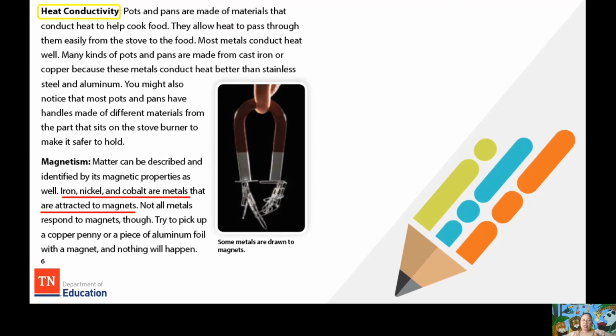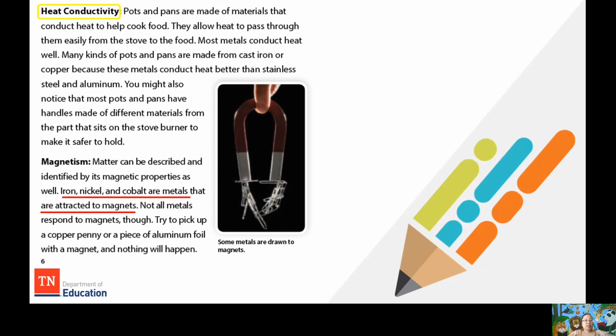Heat conductivity. Pots and pans are made up of materials that conduct heat to help cook food. They allow heat to pass through them easily from the stove to the food. Most metals conduct heat well. Many kinds of pots and pans are made from cast iron or copper because these metals conduct heat better than the stainless steel and aluminum.